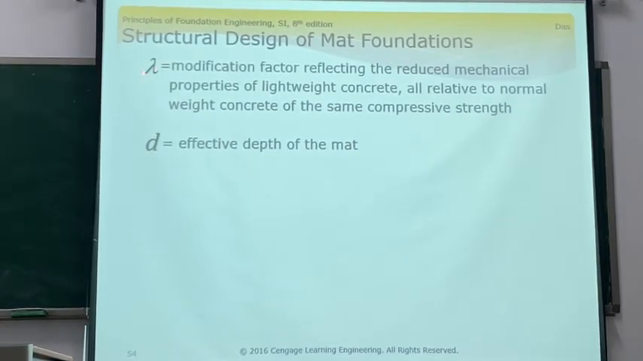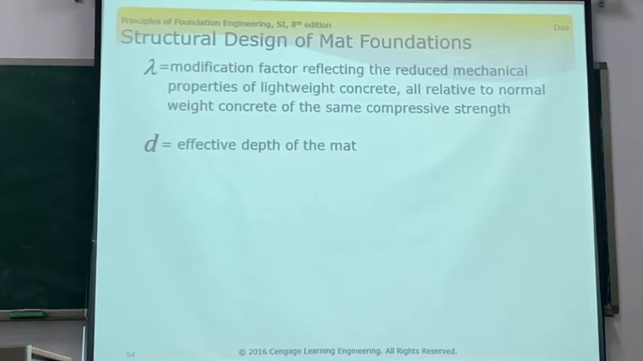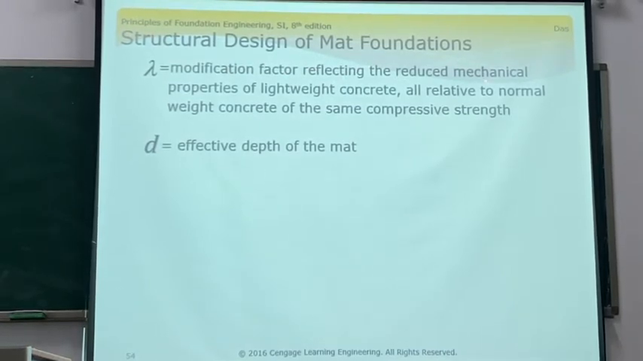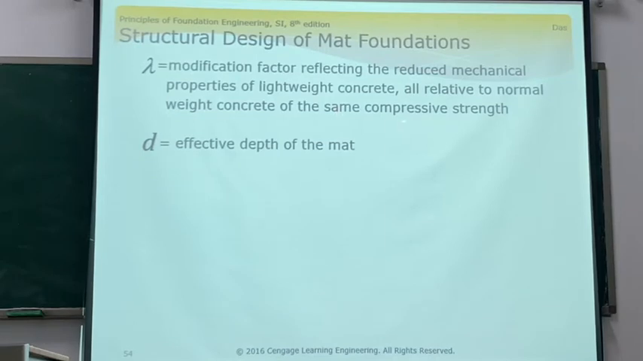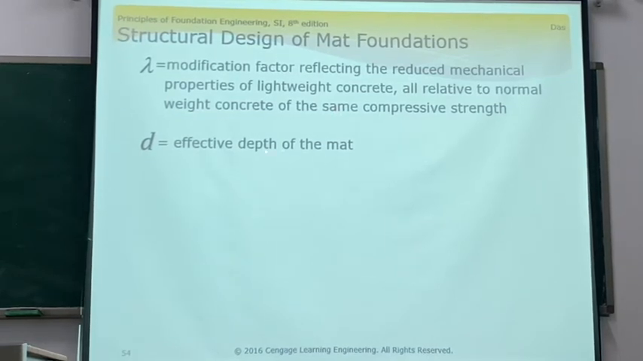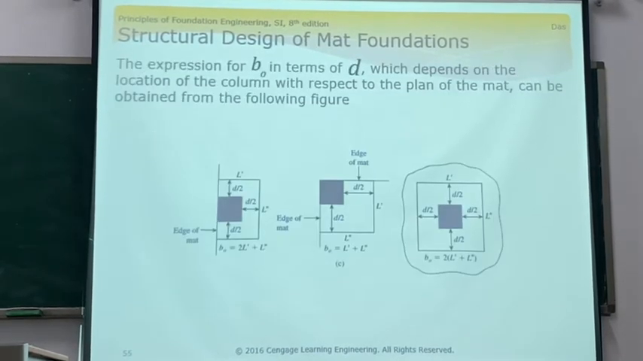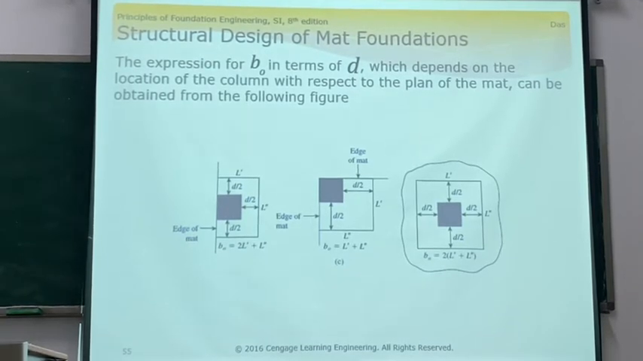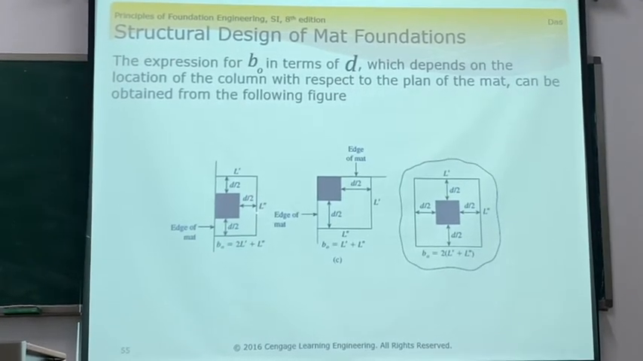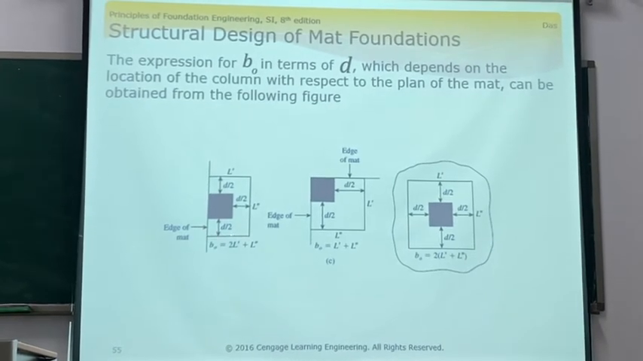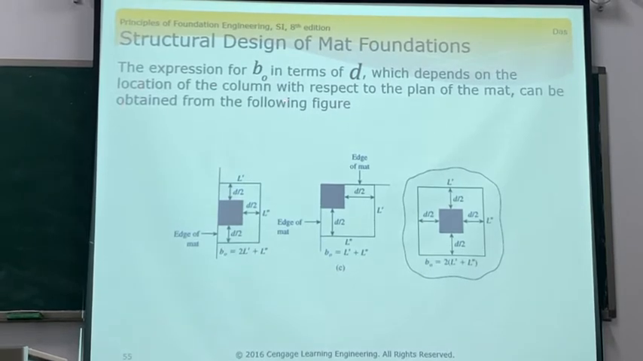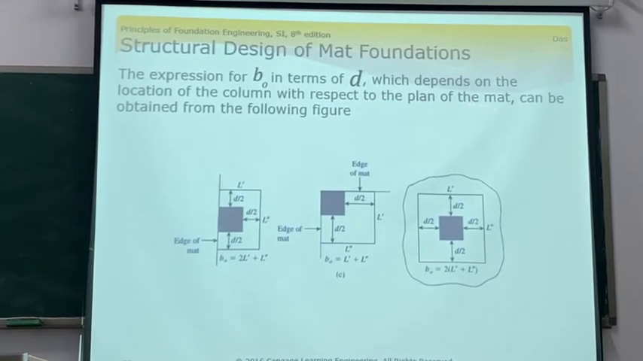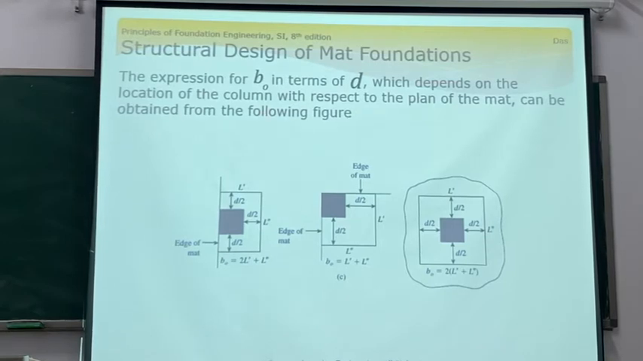Okay, and this is a modification factor reflecting the reduced mechanical properties of cracked concrete, compared to normal concrete of the same grade. d is the effective depth of the mat. And the expression for B0, which depends on the location of the column with the reflection of the plane of the mat, can be obtained from the following figures.